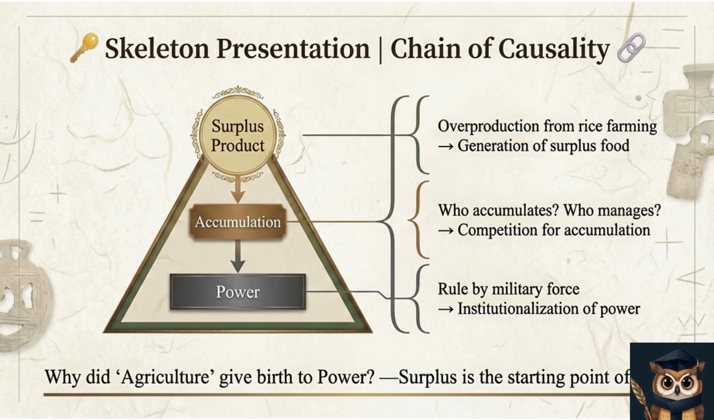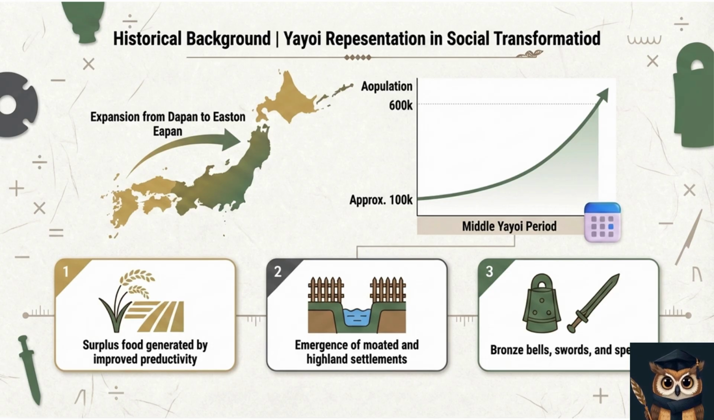Step 3. As competition intensifies, the group or person who can enforce their claim to the surplus, through military force, gains decisive advantage. Rule by force becomes the practical solution to the question of who controls the food. And once that force is organized, it becomes institutionalized. You get chiefs, armies, and the first structures of political power. Surplus product → accumulation → power. This is the engine of Yayoi's social transformation. We'll return to this diagram at the end of the episode to confirm that everything we cover traces back to it.